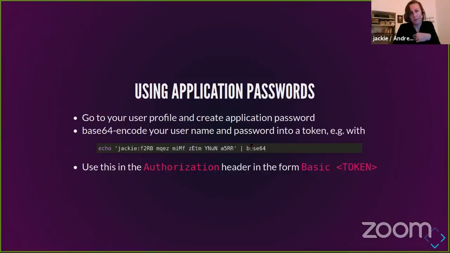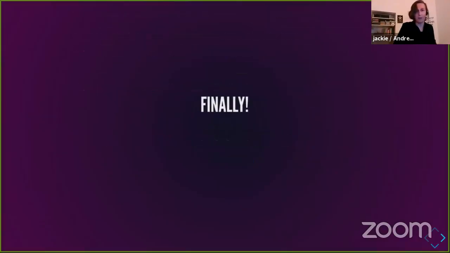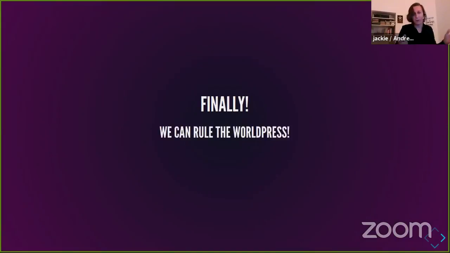I'm doing this here on the Linux command line, but there are also base64 encoder web pages out there, or you're doing JavaScript. And then when you add this token in the authorization header in the form basic space and then token, then you can actually make authenticated requests and post posts, for example. So finally, we are authenticated. We can actually rule the WordPress. So let's check out some examples.